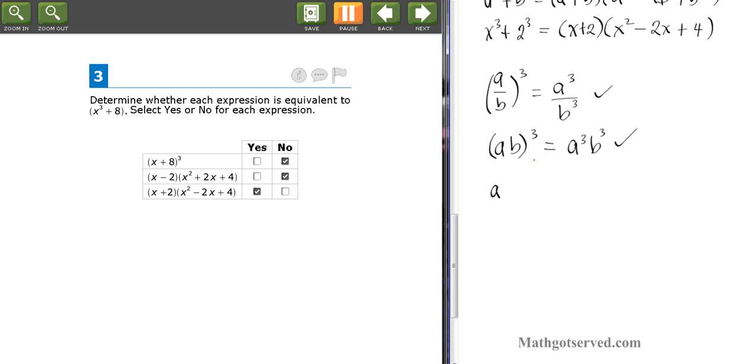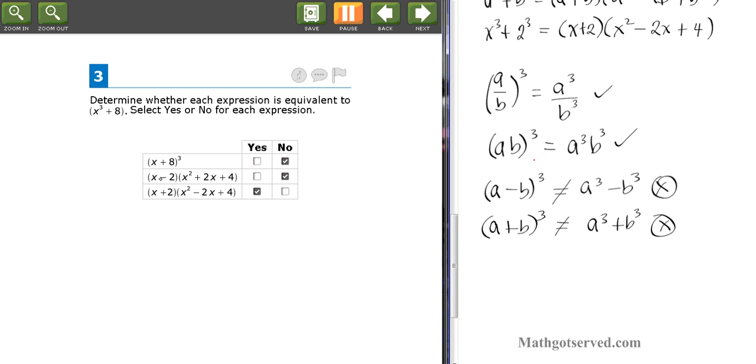Let's try difference first. A minus b to the third. Is this the same thing as a to the third minus b to the third? The answer is absolutely not. How about a plus b to the third? Is that the same thing as a to the third plus b to the third? The answer is no. So you want to watch out for these two common mistakes.